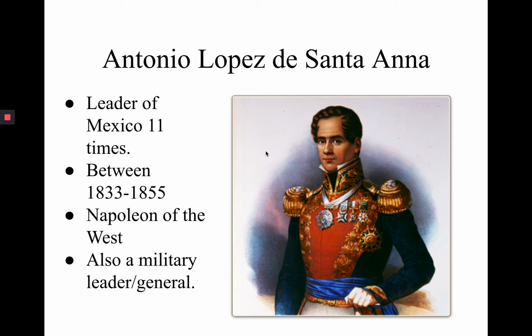Okay, last thing before we start the notes is I want to tell you about Mexico's president during both the Texas Revolution in 1836 and the Mexican-American War in the 1840s. Antonio Lopez de Santa Anna is one of my favorite historical figures. He is leader of Mexico 11 times. So he has a 22-year reign between 1833 and 1855. He declares himself the Napoleon of the West.